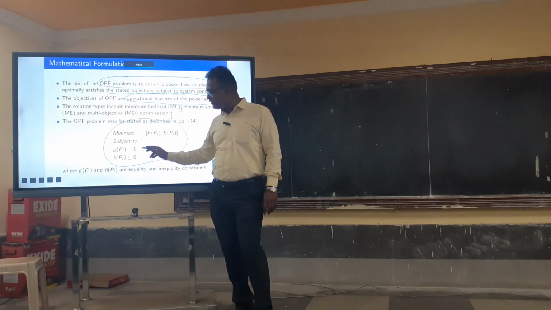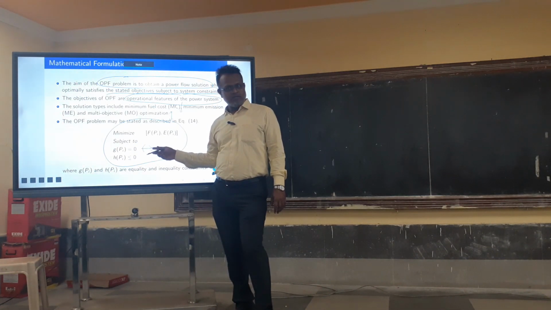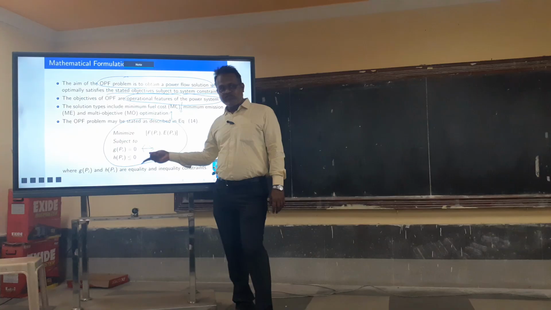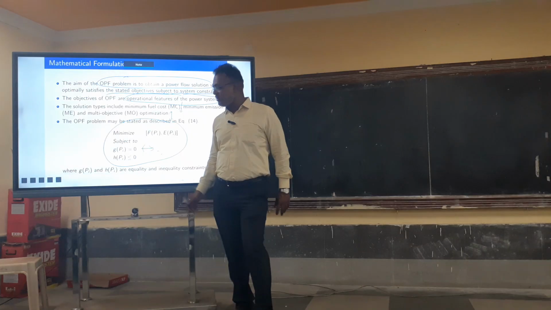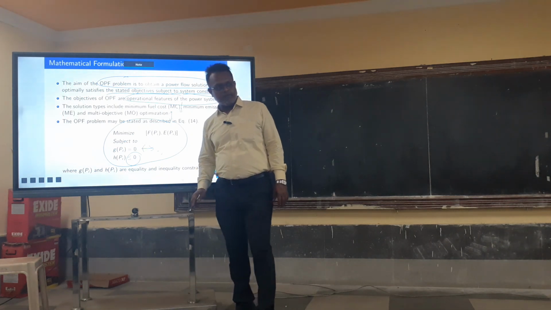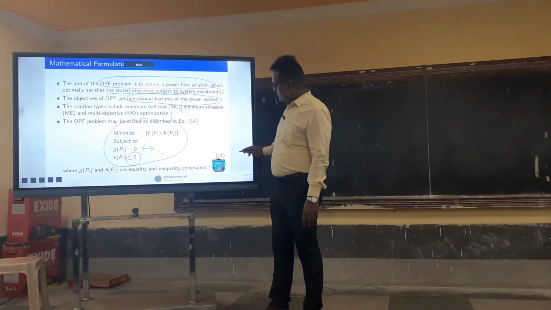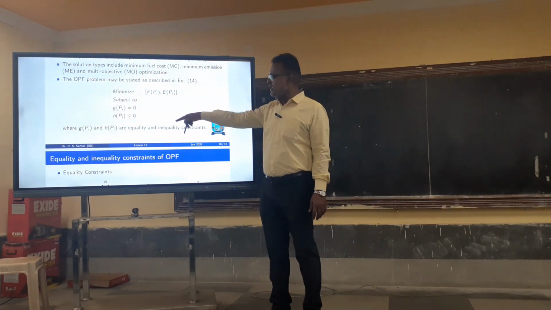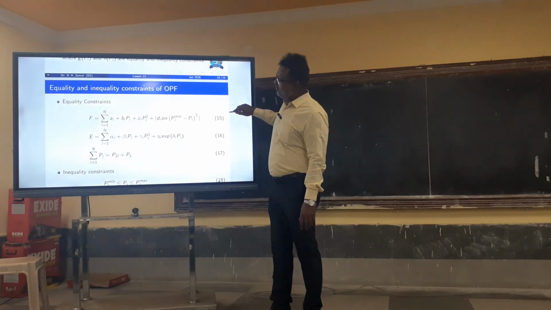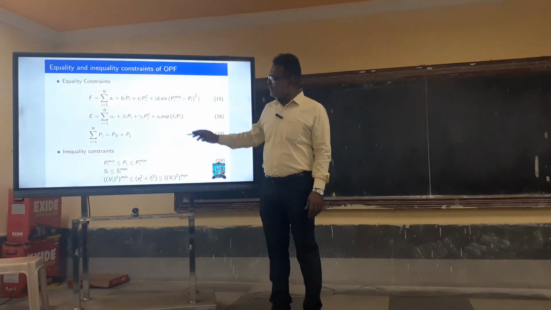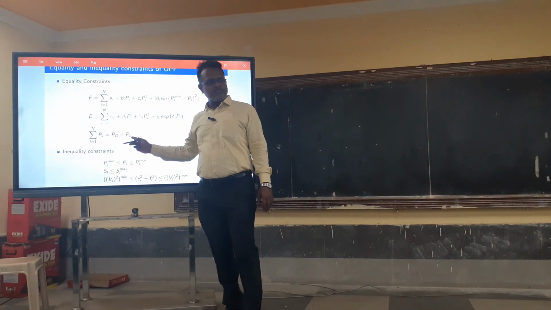G(P) equals 0 means this is an equality constraint. H is an inequality constraint. Okay. So you have two sets of constraints, equality and inequality, written in general form like this. Here it is written where G(P) and H(P) are the equality and inequality constraints. Now these are some constraints. For example, equality you know: summation of power generation should be equal to demand plus losses.